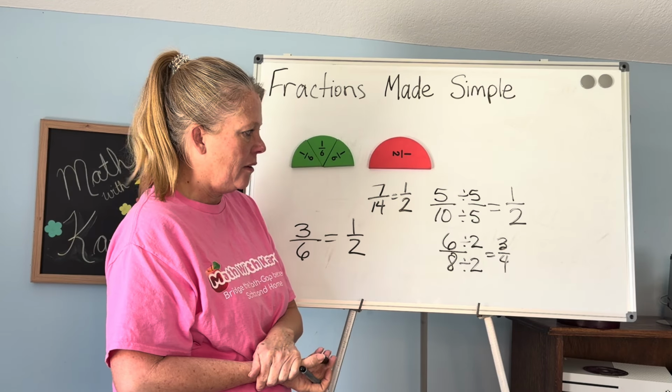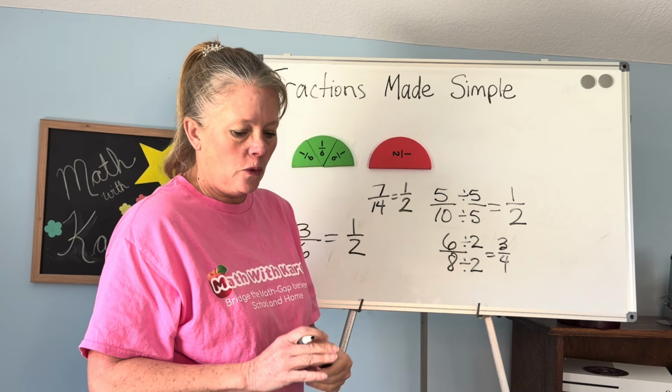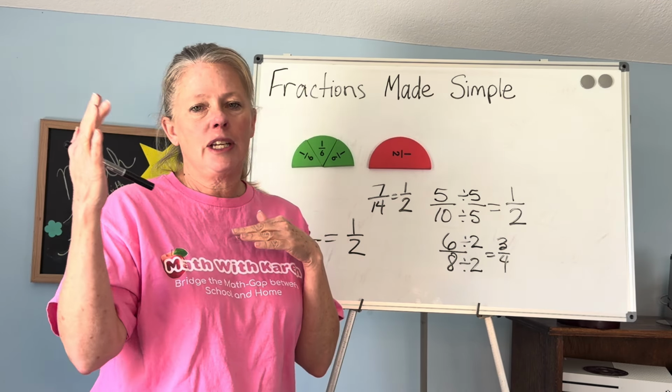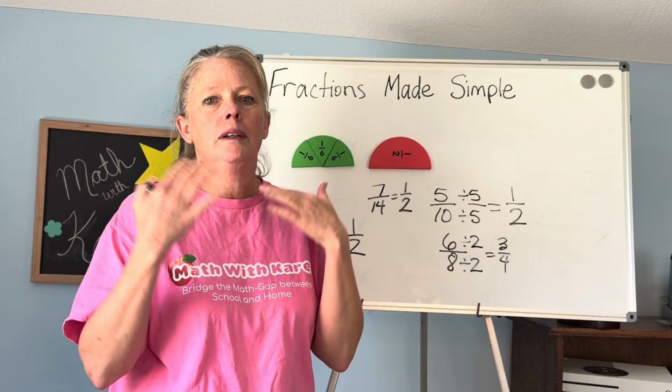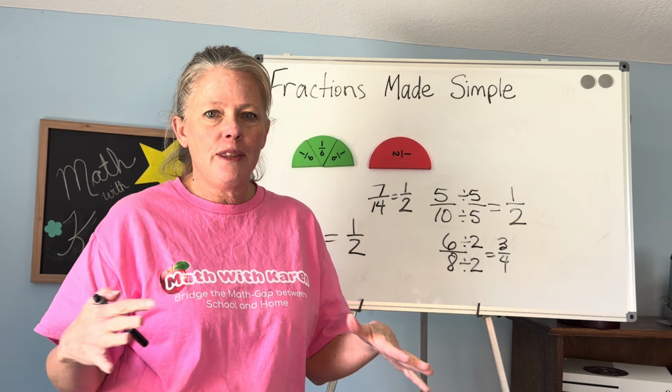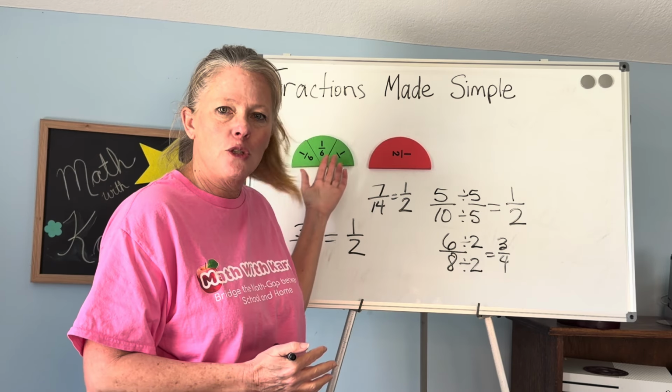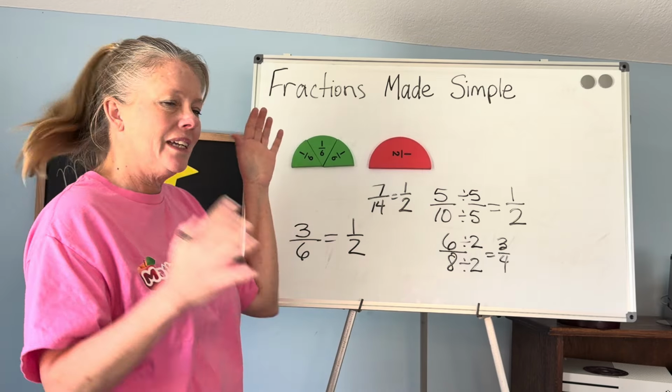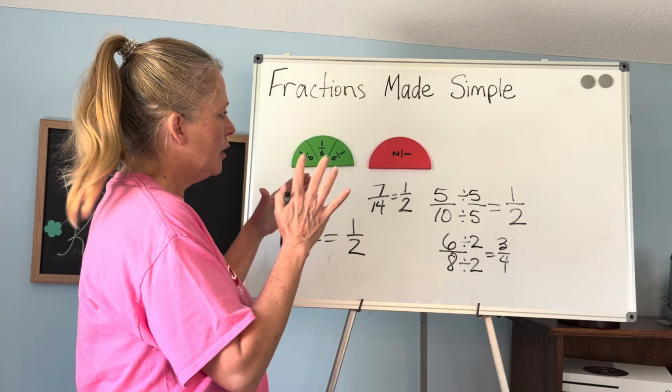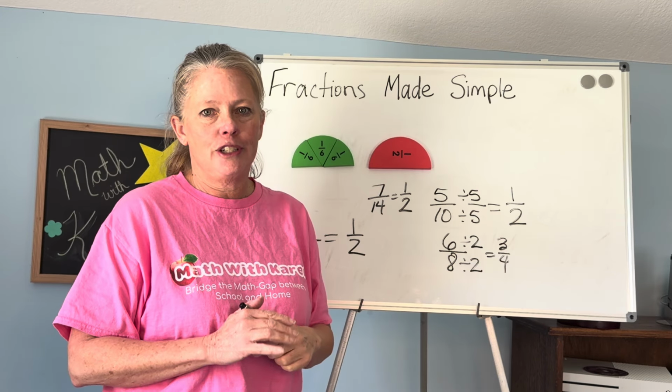So simplest form is when you're taking your fraction and making it into simpler numbers. You're not changing the value, you're not changing the amount that you have, you're just taking the equivalent fraction and finding the easiest one to use.